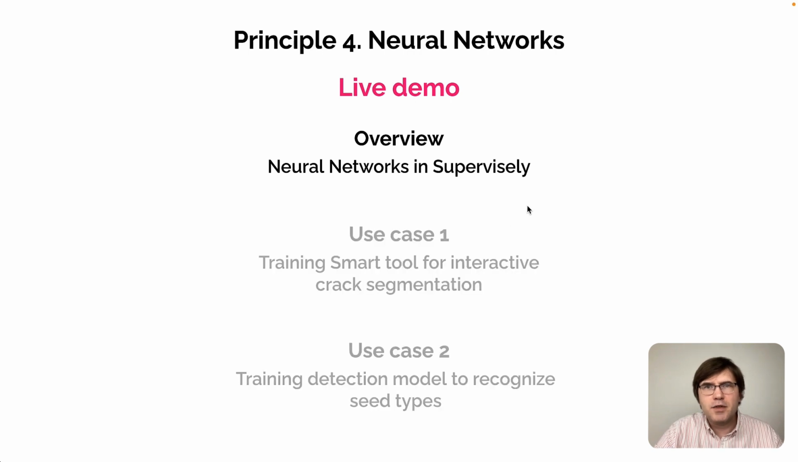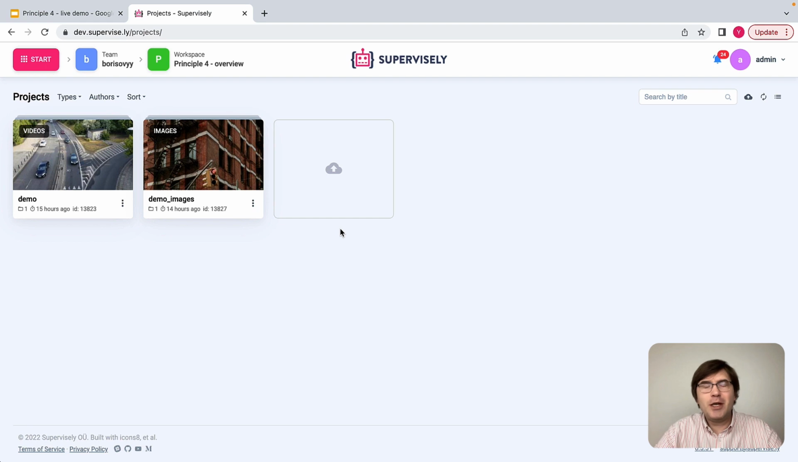So let's start with an overview. To give an overview of how neural networks work in Supervisely, I will need two projects. One image project and the other is a video project. But let's move step by step.